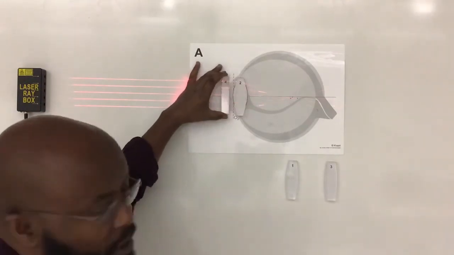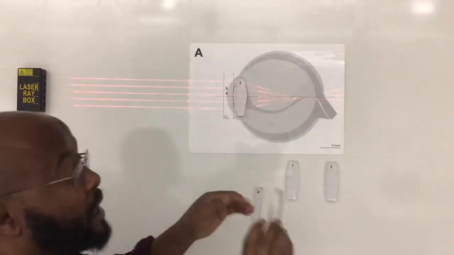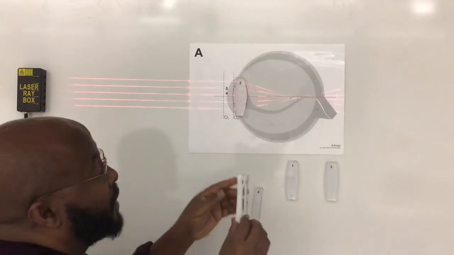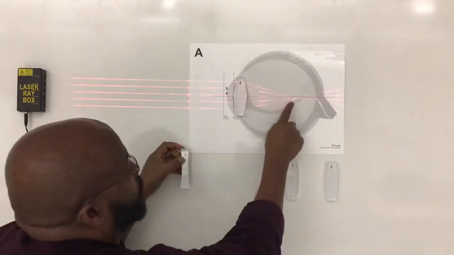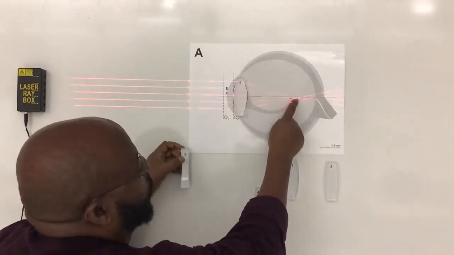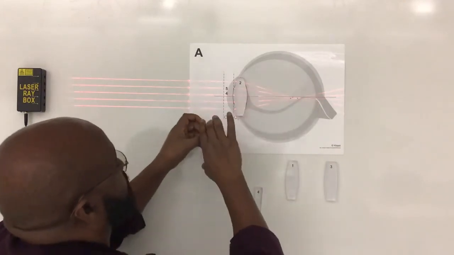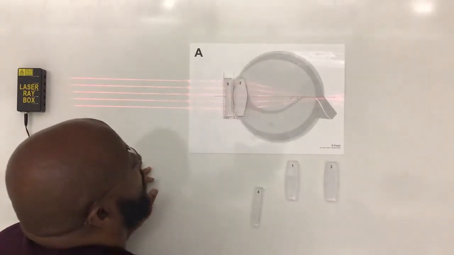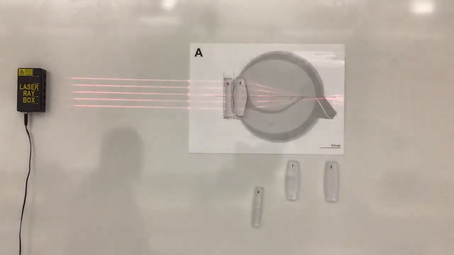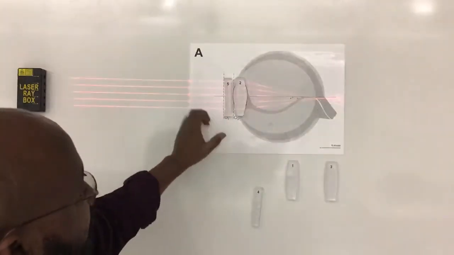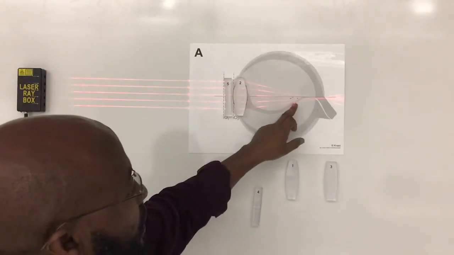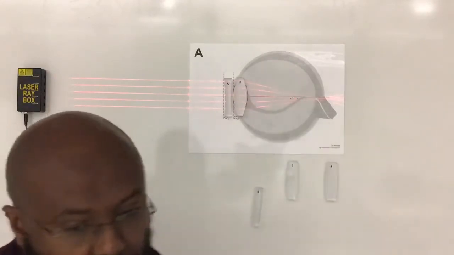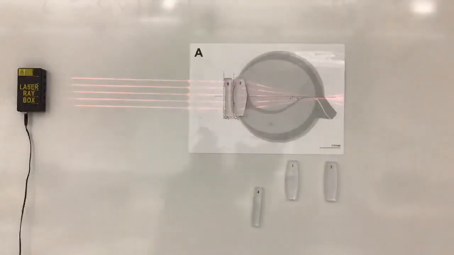So let's use a diverging lens. This is a diverging lens. If it has the right focal length, then it should be able to move this focal point to the retina. So let's put that. And you can see that this diverging lens pushed the point of convergence onto the retina. Let me show you this in a dark room.